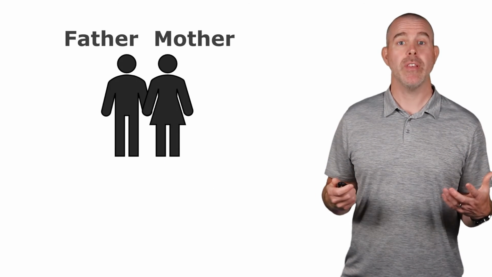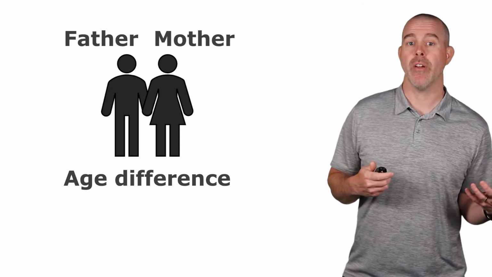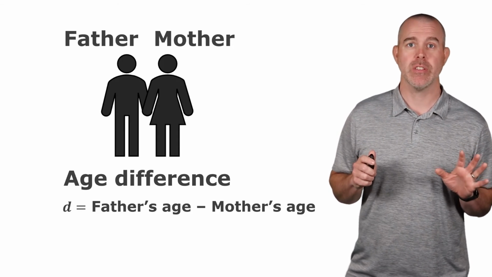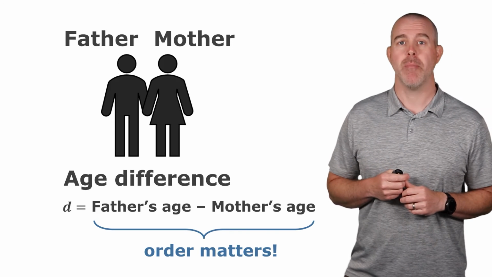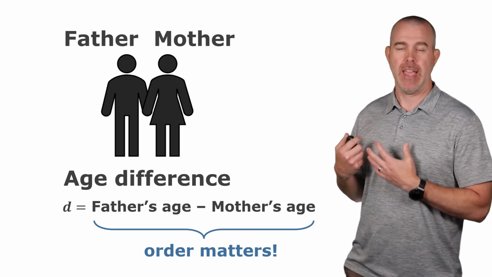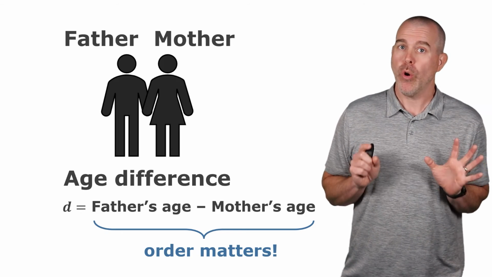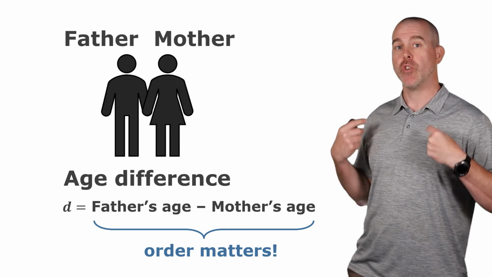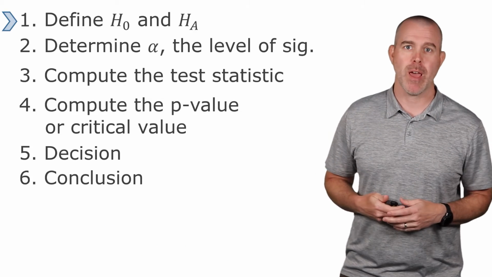So let's look at this difference between the father and mother and look at the age difference. We'll define D, the difference, to be the father's age minus the mother's age. And that's really important because that changes how we interpret the answer. You can choose either order here when you're setting this up, but then you have to pay attention to the order when you interpret it at the end. And I'll explain what I mean when we get there.